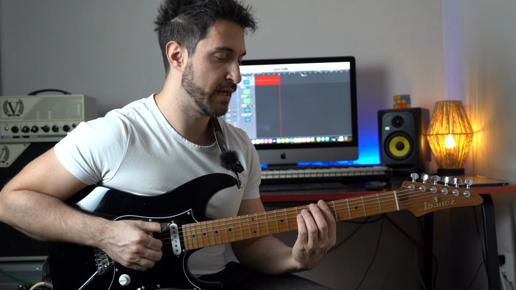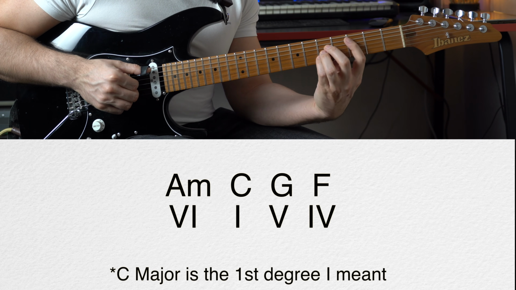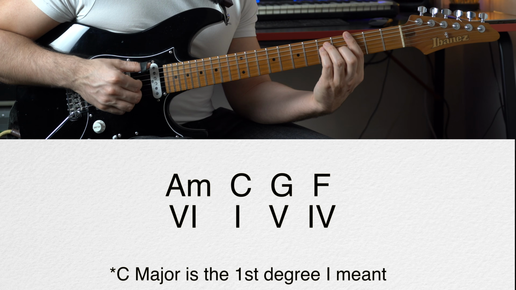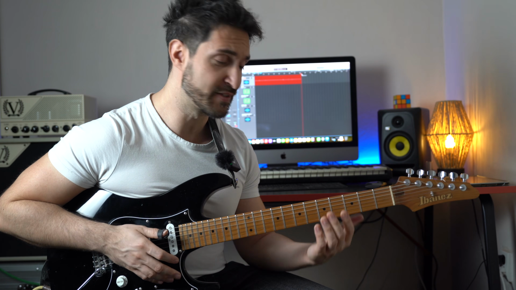It means that each chord is related to a degree. So A minor is the 6th degree of C major, C major is the 1st degree, then we have a 5th and a 4th. This is a classic chord progression that we can hear in many songs.